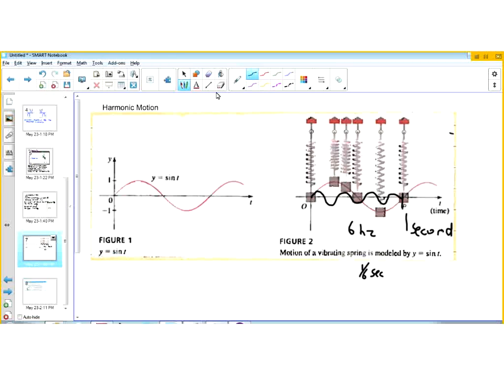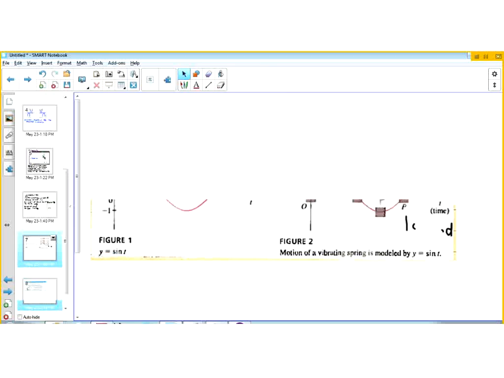So let me show you an example from physics. Bear with me while I paste another example into the whiteboard. Let me start a new page.